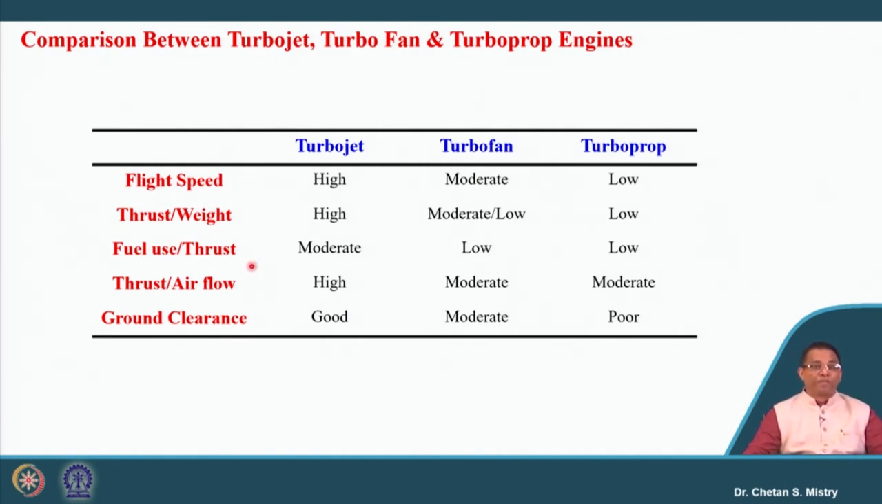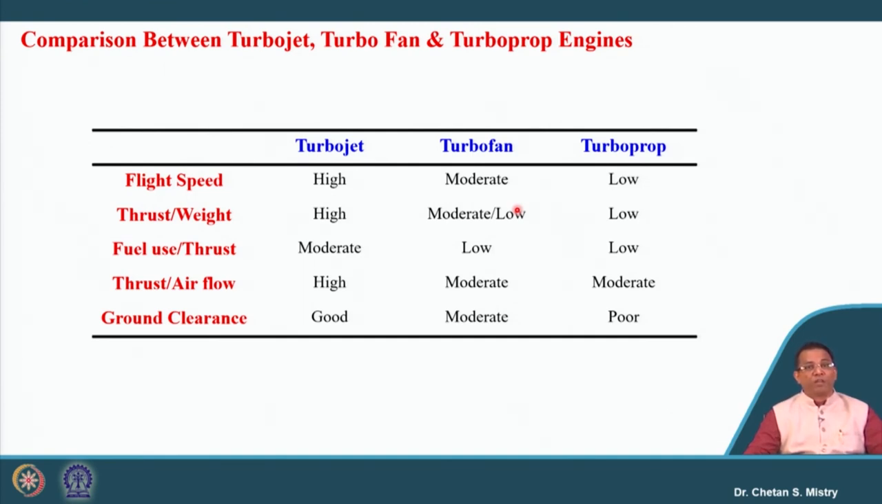The next important parameter for selection is thrust to weight ratio. If we configure a turbojet engine, the thrust to weight ratio is high. For the turbofan engine it may be moderate or lower, and for the turboprop engine it is the lowest. The amount of fuel used for thrust is moderate for the turbojet engine, and lowest for the turbofan and turboprop engines. That is where commercial aircraft come into the picture. We are discussing fuel economy. When we are configuring for fuel economy, the choice is the turbofan engine and the turboprop engine.